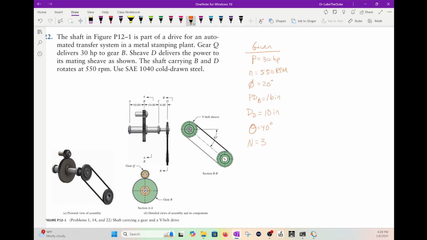Properties: SAE 1040 cold drawn steel. SU is 80 KSI. SY is 71 KSI.